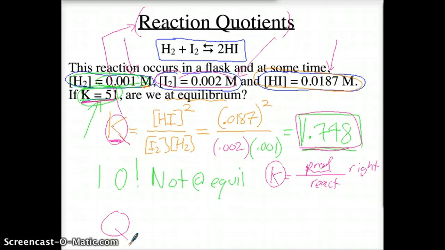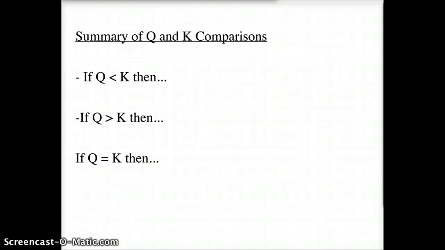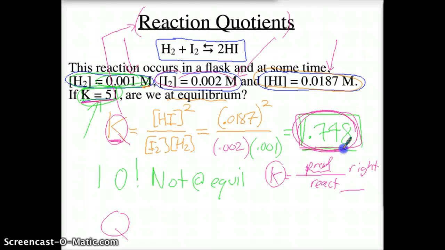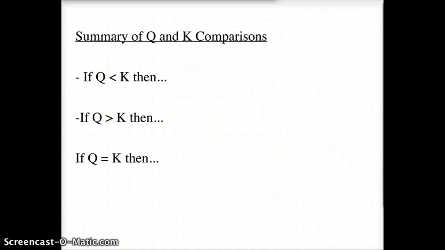Okay? And we'll do another example problem of that in a second, but first I want to summarize this idea of how the reaction will shift. So, if Q is less than K, so for example in the problem before, Q was 1.748, excuse me, and K was 51, then the reaction will shift right. What that means is that we're going to make more products.